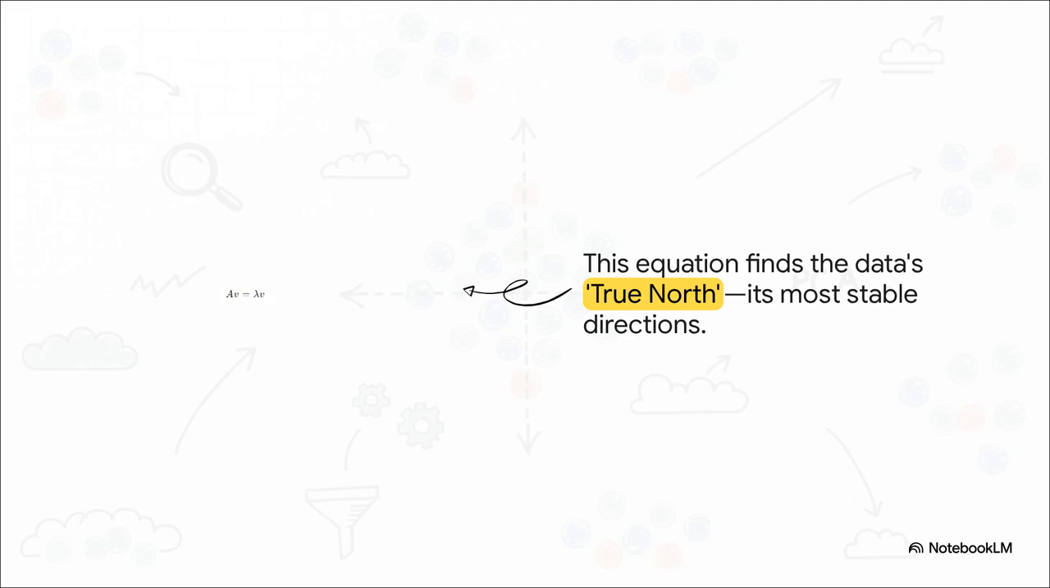Now, the equation might look a little intimidating, but the concept behind it is, wow, just think of an eigenvector as a special direction in your data, kind of like its true north. It's a direction that doesn't change its pointing, even when you stretch and squish the data around it.